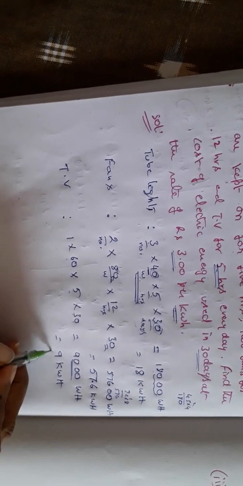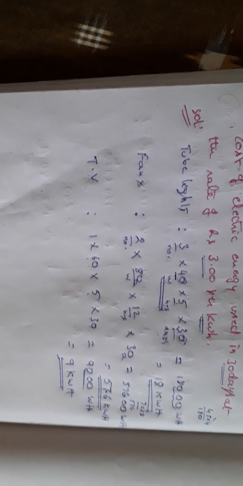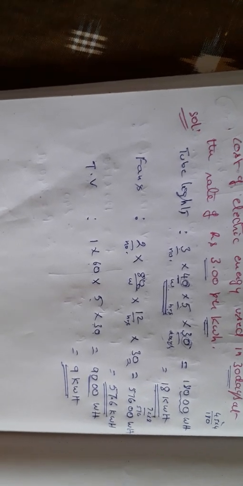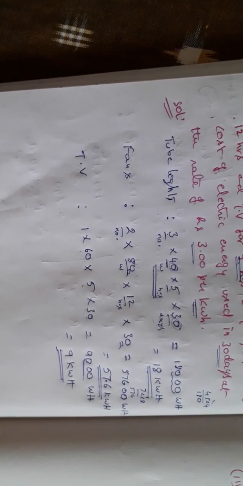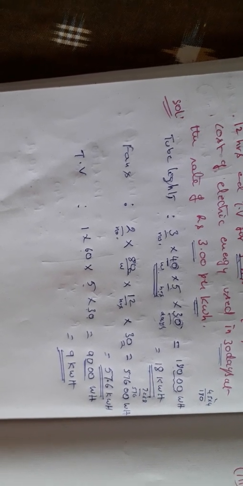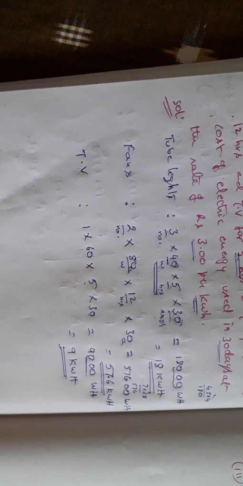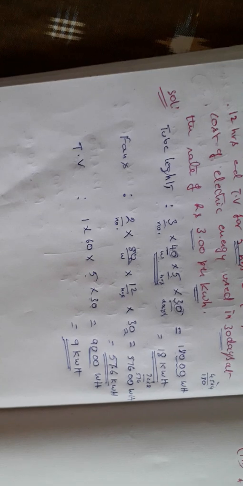So children, now we got the consumption in kilowatt hours for each electrical device. For tube lights, you got 18 kilowatt hours. For fans, we got 57.6 kilowatt hours. TV, 9 kilowatt hours. What should we do now? Before we go for finding the amount, we have to add all the consumptions, right? Therefore, total consumption.